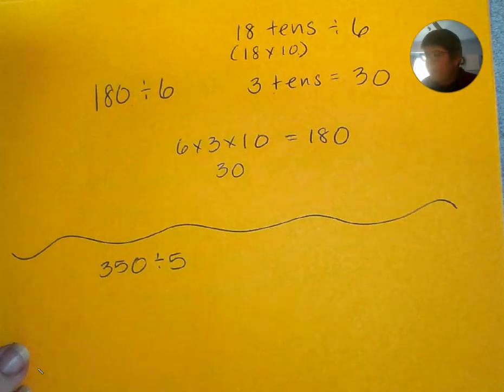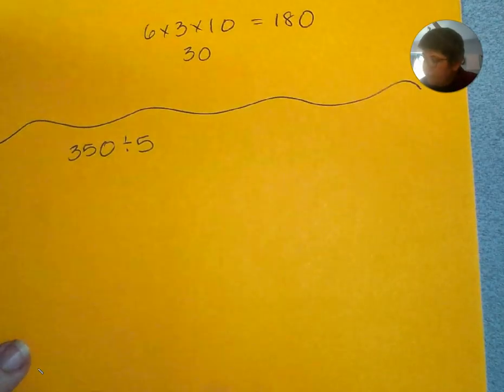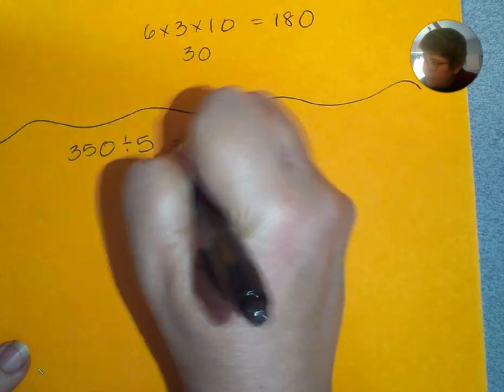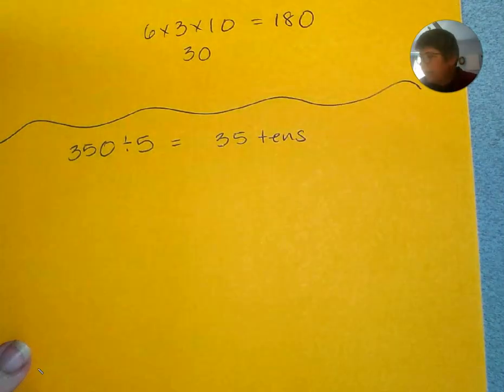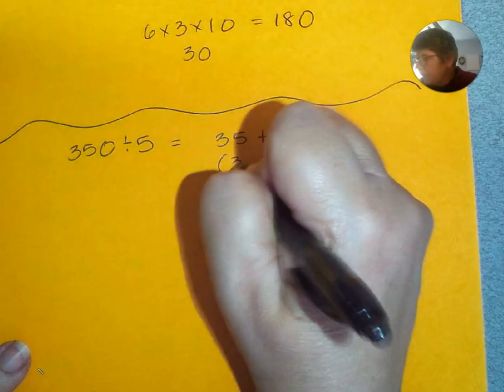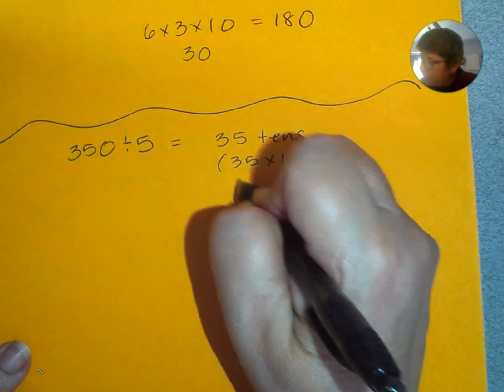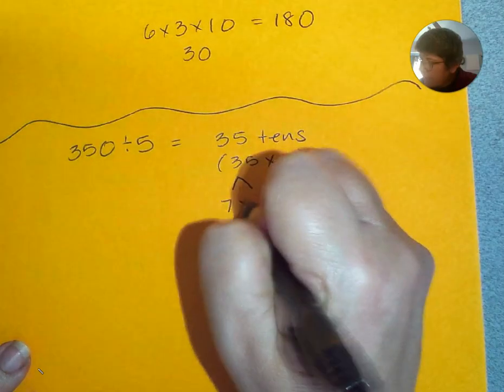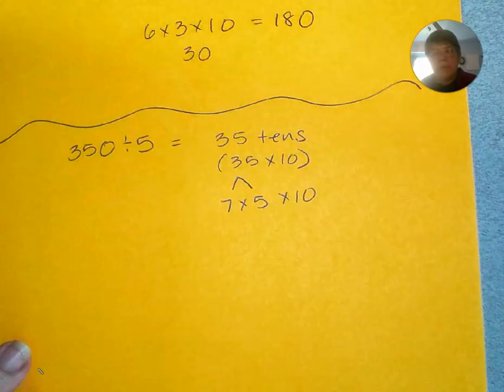Okay, let's look at 350 divided by 5. 350 is 35 tens, right? Or I could think of it as 35 times 10. Now I could think of my 35 as 7 times 5. So there I have my 7 times 5 times 10.